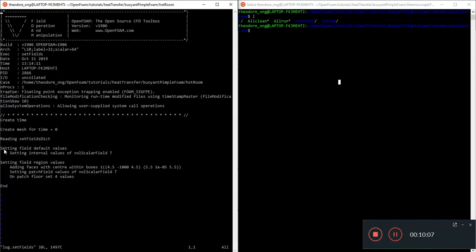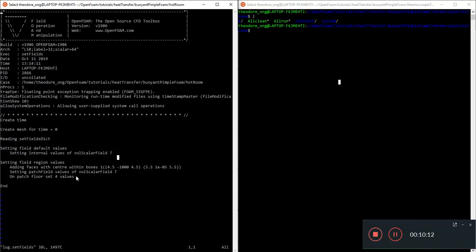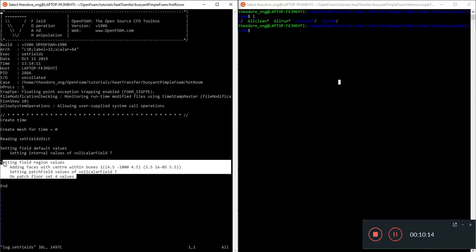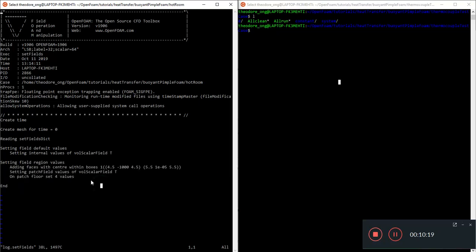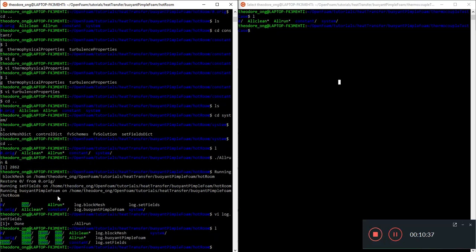It sets the field default values with the scalar temperature, and it sets the field region values. So there will be a box with such faces. On the patch floor it sets four values, meaning that there are new patches being created, new boundaries being created, and that will affect things. It will make for new boundary conditions. So it looks like it's run completely, which is surprisingly fast.